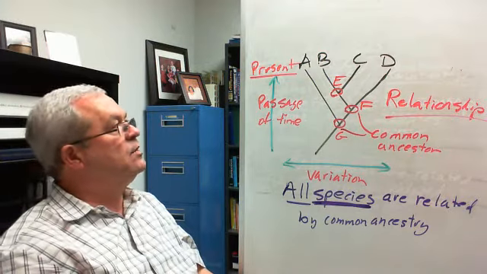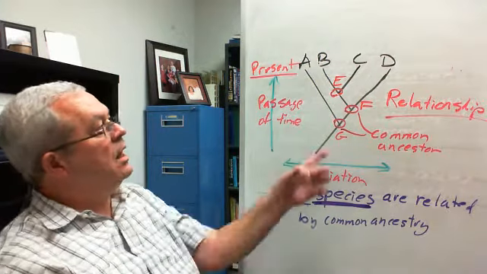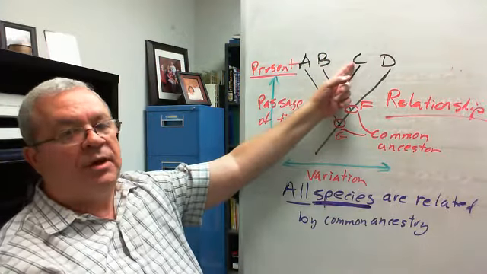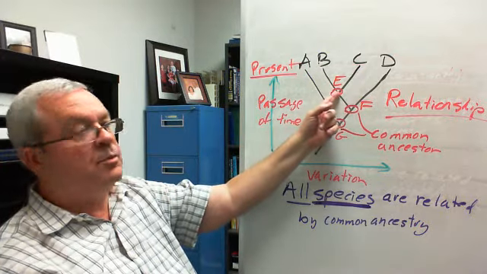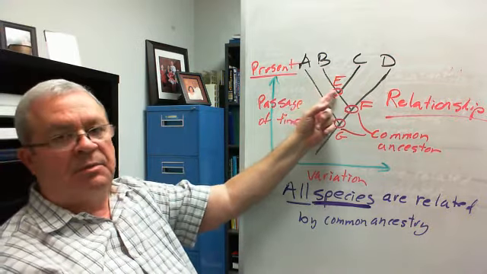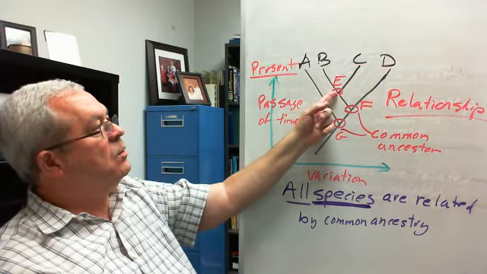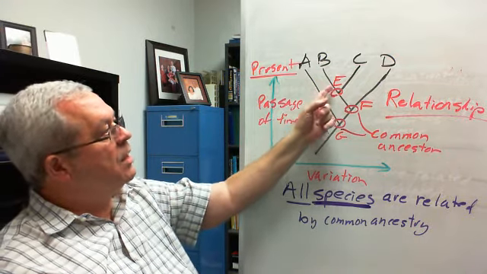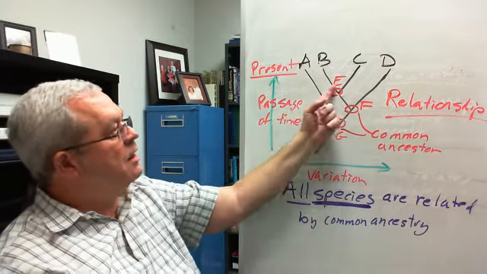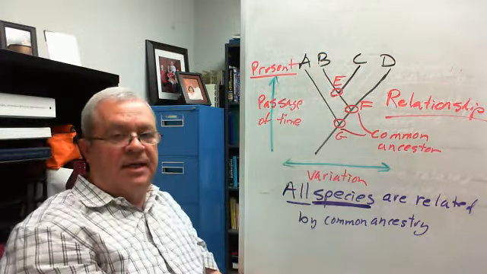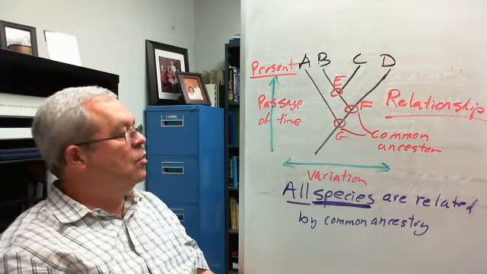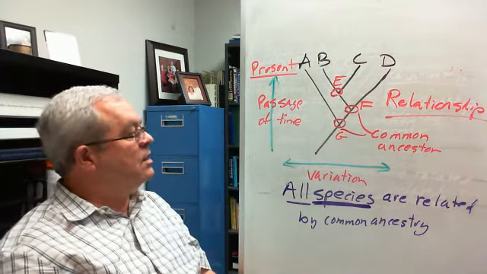So E gave rise, according to this, to B and C. And so B and C are different from each other, and they may be different from E. At least one of them is going to be different. One may be something like E, a little closer to what E was. But the main point is they are different from each other. The common ancestor has given rise over time to these descendant species. And so that is the common ancestor.